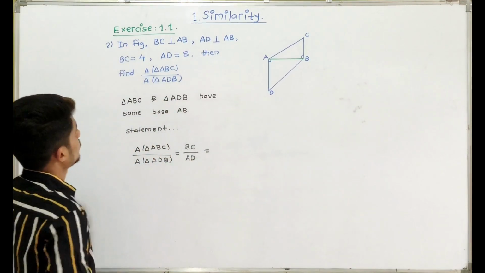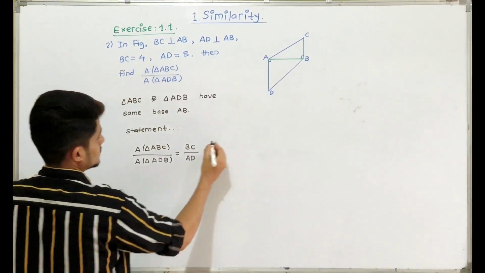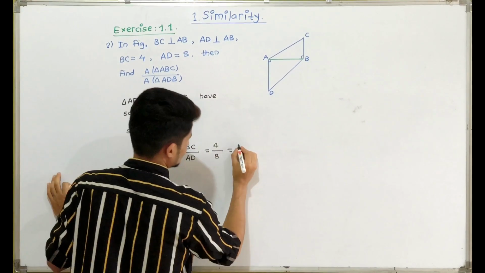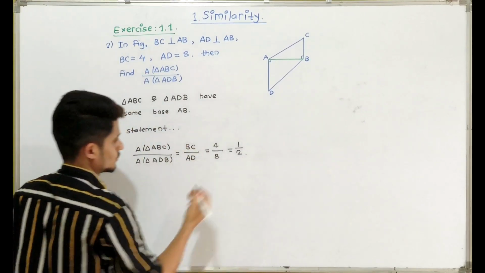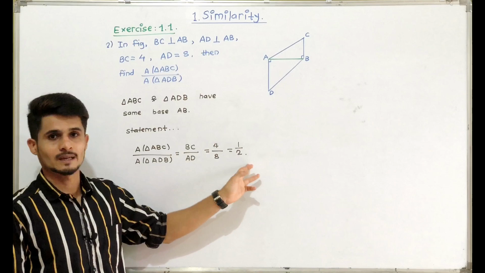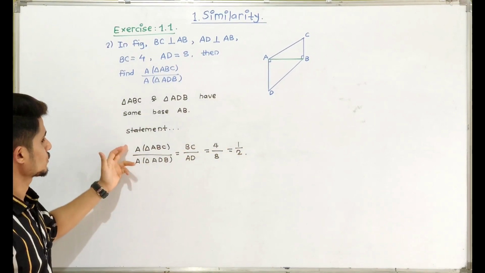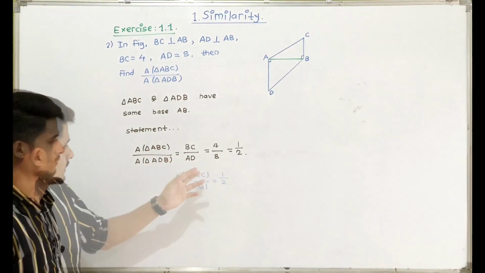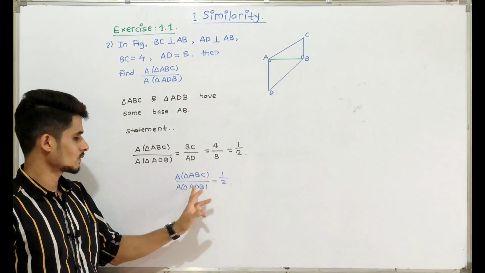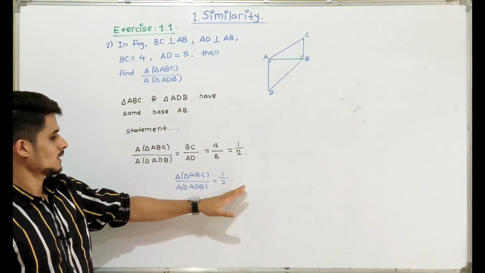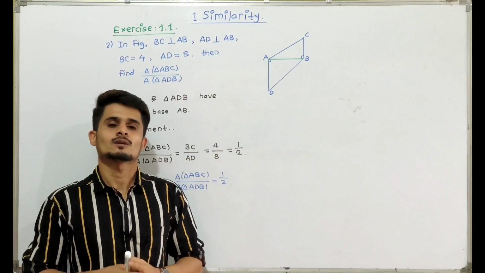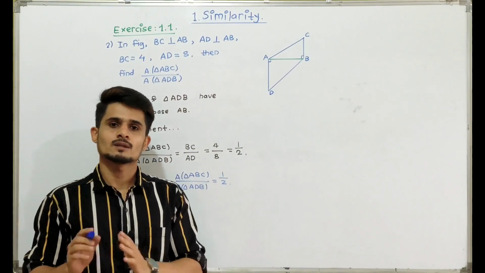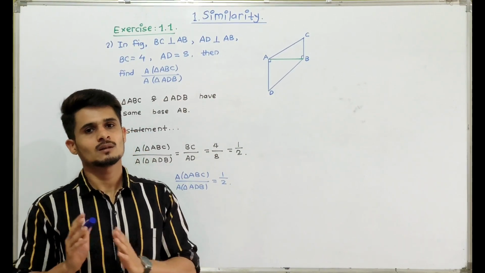We have the values BC equal to 4 and AD equal to 8. If we divide by 4, that will be 1 by 2. So this will be our final value, 1 by 2, for the ratio of the area of triangle ABC upon the area of triangle ADB. So the area of triangle ABC upon the area of triangle ADB is equal to half. So this was question number 2. If you know the properties very well, then sums are very easy for you. We just have to solve the sum by using the property.